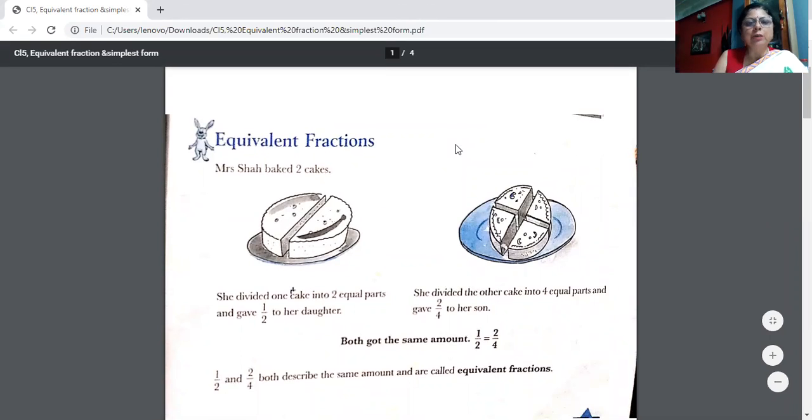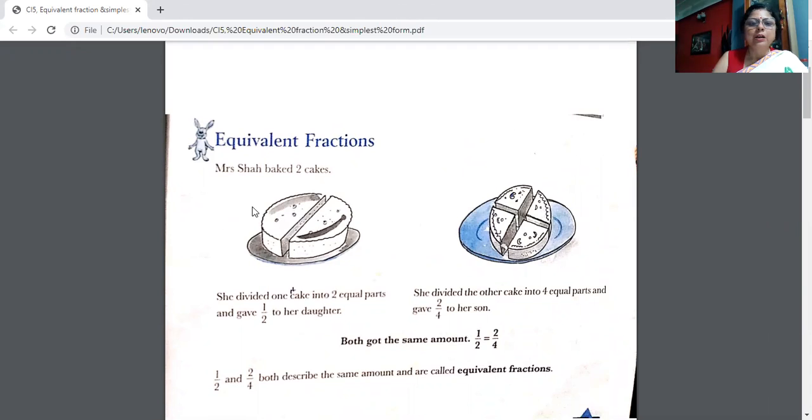Now Mrs. Shah baked 2 cakes. One important thing to keep in mind is that to find equivalent fractions, to compare, it is always important that we take the same size. Now, for an equivalent fraction, the 2 cakes must be of equal size. As I told in my previous video, we cannot take a small cake and say, I'll have half of it, and a big cake and you have half of it, and both are having half, so it's equal. We cannot say that. So it has to be of the same size.